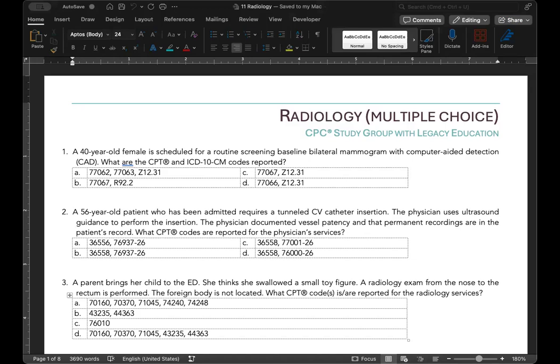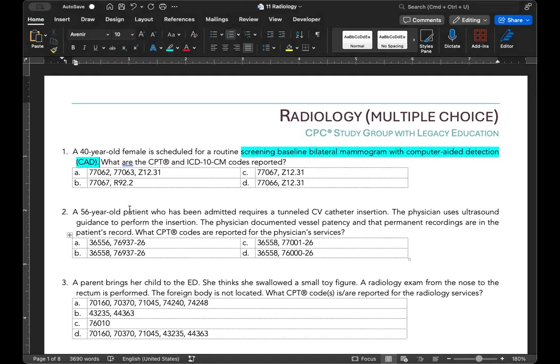Okay. So our code description for 77067 is a screening mammography, bilateral, two-view study of each breast, including computer-aided detection or CAD when performed. So that is what we have here, right? Our screening baseline bilateral mammogram with our computer-aided detection or CAD. So our 77067 is our correct CPT code, right?